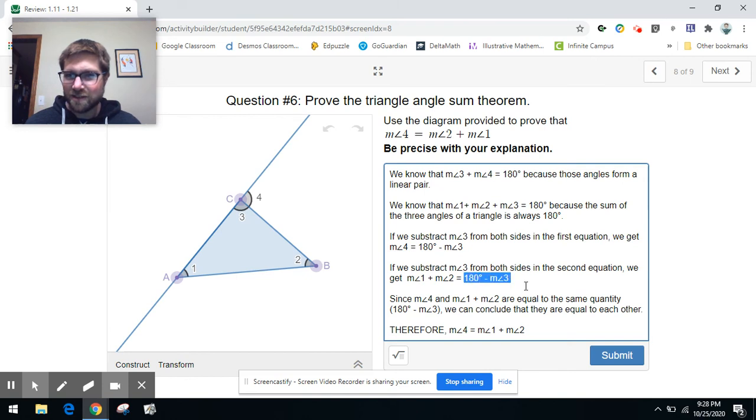It's easy to get lost in the important bits right here, but the right-hand side of both of those is the same. And so, once more, if two quantities are equal to the same third thing, measure of angle 4 is equal to the same thing as measure of 1 plus measure of 2, then we conclude that measure of 4 is equal to the measure of 1 plus 2. That's the argument.